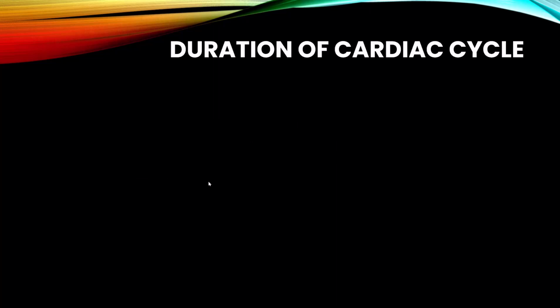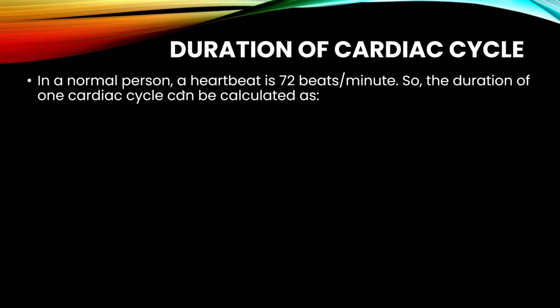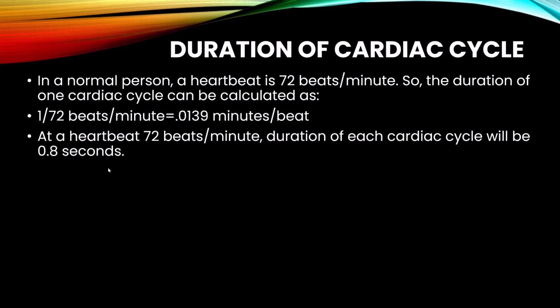Duration of the cardiac cycle. In a normal person, a heartbeat is 72 beats per minute. So, the duration of one cardiac cycle can be calculated as 1 minute divided by 72 beats per minute, which is equal to 0.0139 minute per beat. The duration of each cardiac cycle will be 0.8 second.